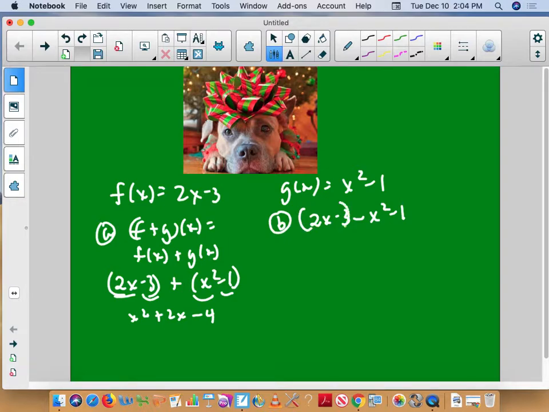I'm going to do f of x minus g of x like that. I strongly suggest putting your f of x and your g of x in parentheses. So that gives me 2x minus 3 minus x squared, and then when you have minus x squared minus negative 1, it gives you plus 1. It sounds like one way or another a lot of people knew you have to subtract this, and subtracting a negative makes it a positive. That gives me a negative x squared, a 2x minus 4.